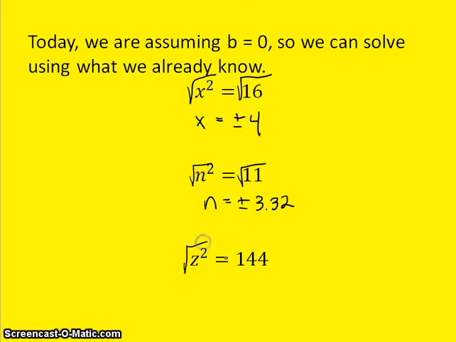The next example here, square root of both sides. So we have z squared equals 144. So that means z is going to equal plus or minus the square root of 144, which is 12. So z is equal to positive 12 and negative 12.